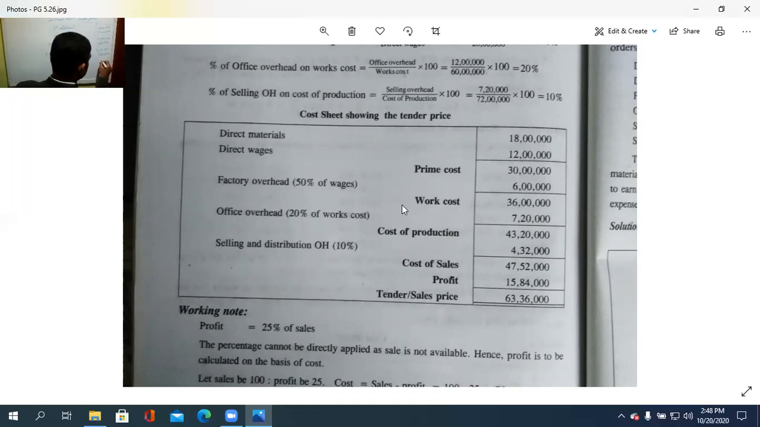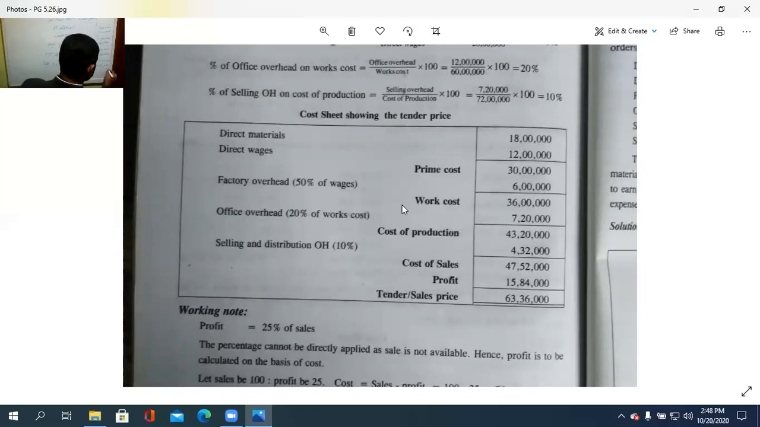So plus 36 lakh. It is how much? 36 lakh plus 7,20,000, 43,20,000. This is the office cost. Then add S&D overheads, 10% of cost of production. 10% of that is 4,32,000.